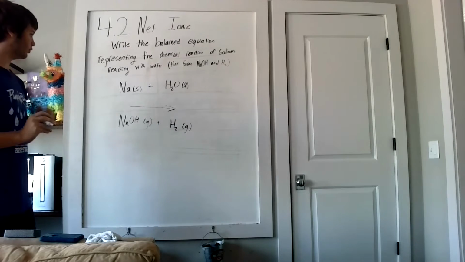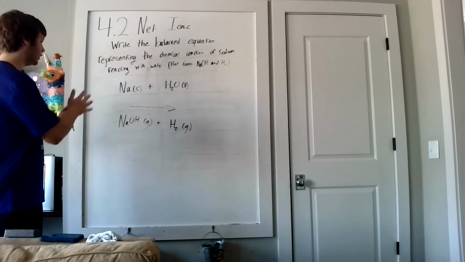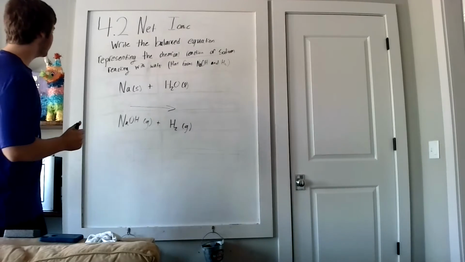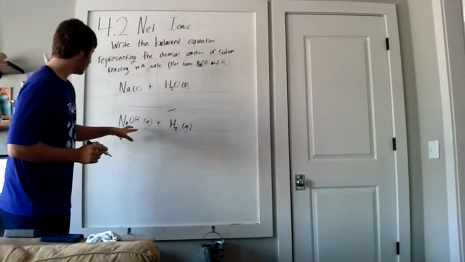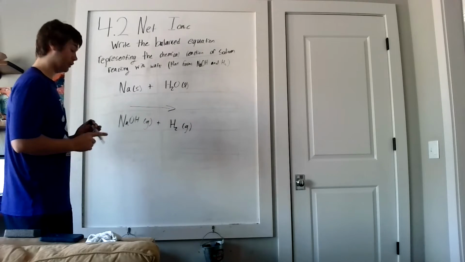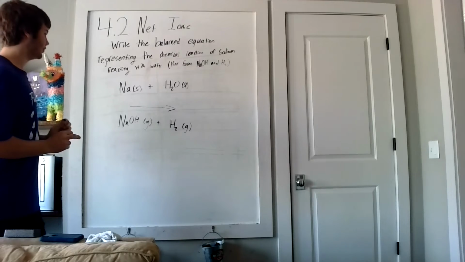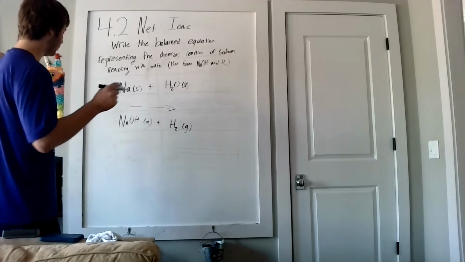Okay, so first we want to recognize that we want the same number of atoms for each element to be equal on both sides. So we have one sodium, great. We have 3 hydrogens and 2 hydrogens, which is not so great. 1 oxygen and 1 oxygen. So because of that mismatch with hydrogens, we have to balance this.